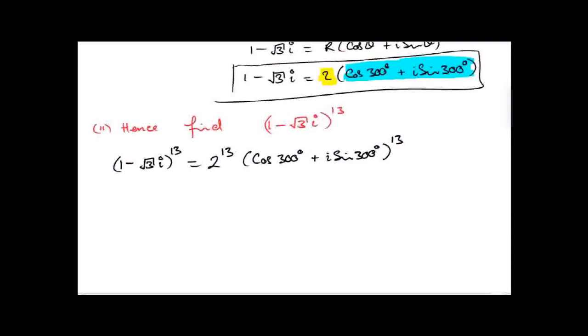Now, quite obviously, there's nothing I can do with this. I'll just leave it as 2 to the power of 13. There's not a lot I can do with it. So I'll just write down 2 to the power of 13 again. What does De Moivre's theorem tell me to do with the power? Bring that power inside and multiply it by the angle. Now, when the 13 comes inside, 13 multiplied by 300 is 3,900. So that's 3,900 degrees, plus i sine 3,900 degrees.